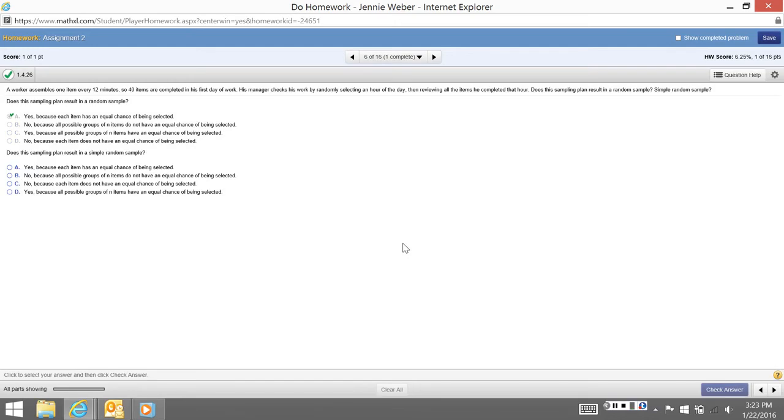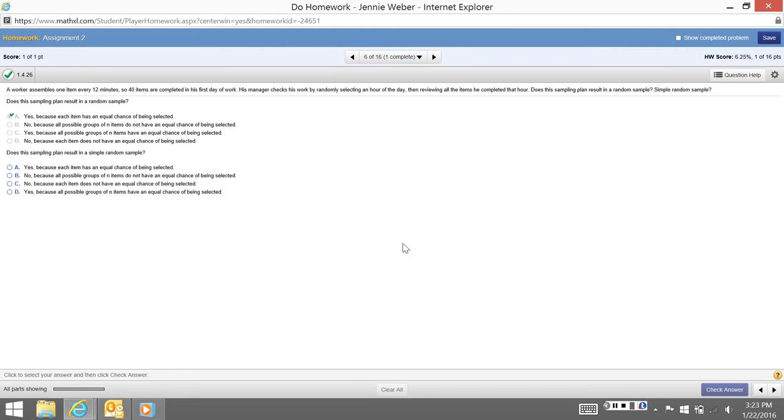Now, simple random means that every group of equal size has the same chance of being selected. So the problem here is that he's selecting an hour of the day. So every hour group has the same selection chance, but not every 10-minute section has the same.